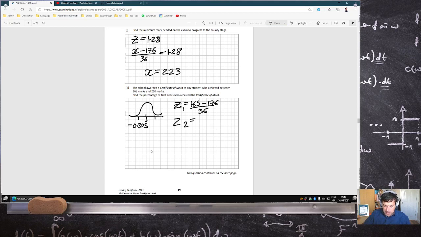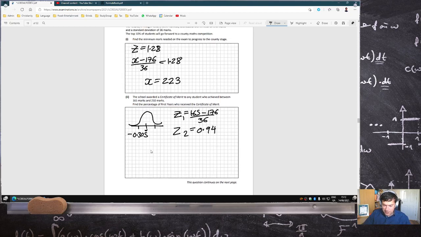The second one would be, I hate when it's different, 0.94 recurring. So it's the area to the left of Z2 minus the area to the left of Z1. The area to the left of Z2, we'd have to look up 0.94. And then because the Z1's a negative, we'd have to look up 1 minus the area to the left of 0.31.